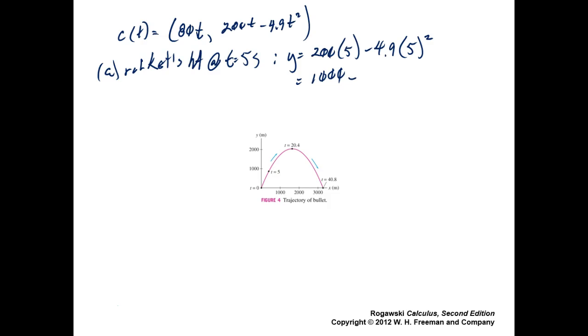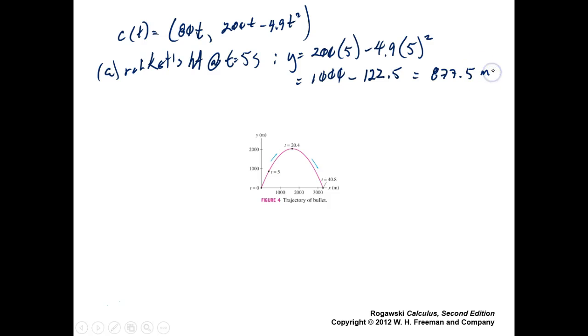25 times 5 would be 125. 25 times 4.9, a little bit less than that. So, got a calculator? Hit me. 122.5. And that difference there would then be 877.5. So that would be its vertical height at that time. Yeah, 877.5 meters.